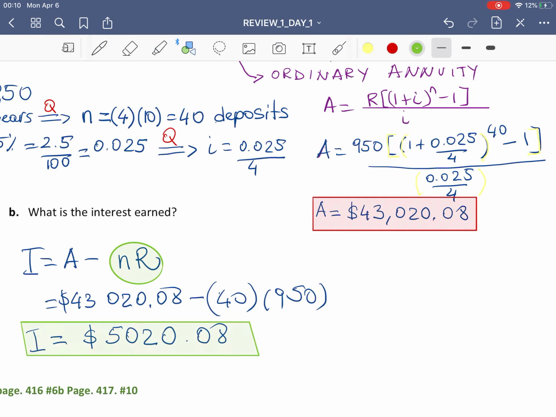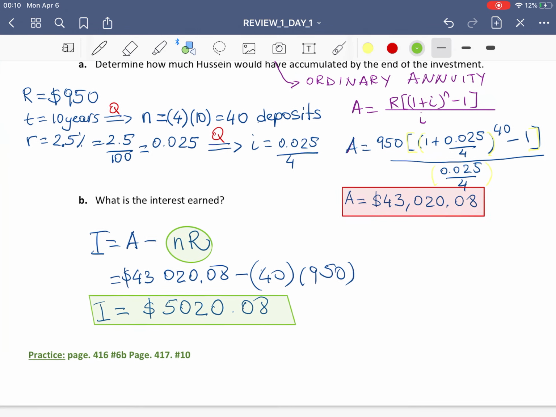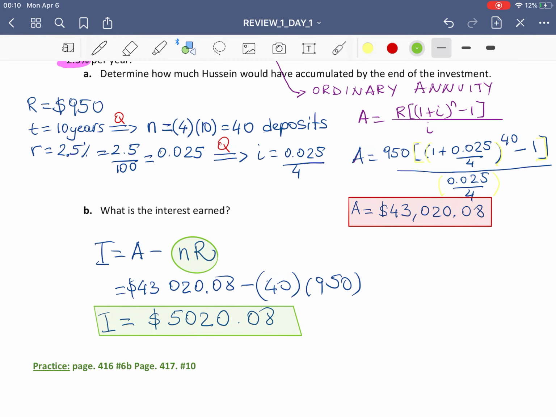Okay, let's box this up. That's the final amount earned. And this was today's lesson. I encourage you to do questions number 6B on page 416 and number 10 on page 417. Try on your own.